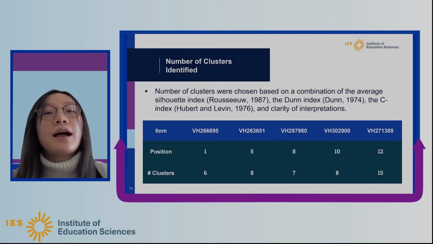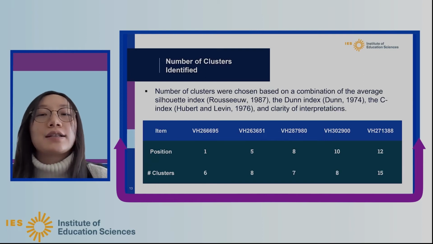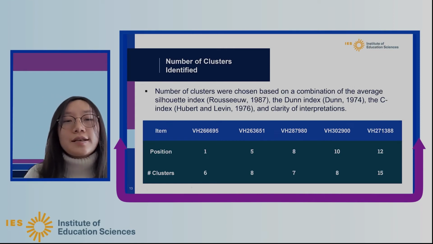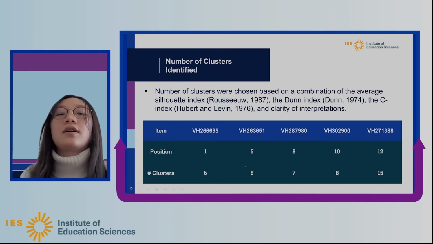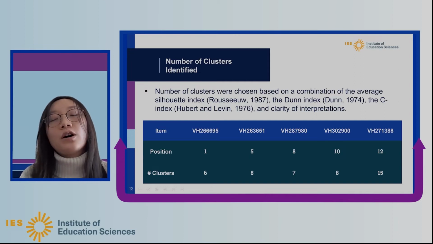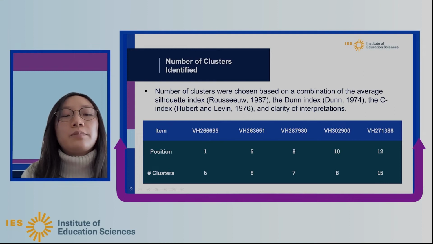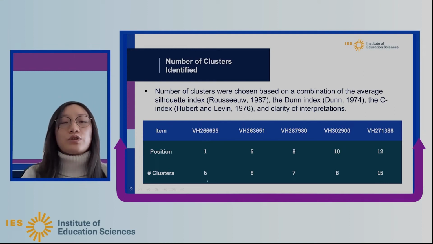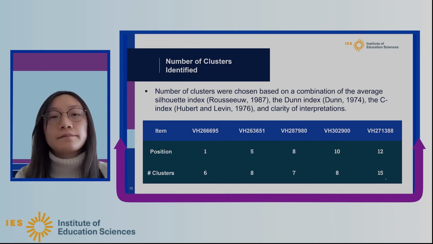So after applying the clustering method and selecting the optimal number of clusters, we have identified clusters ranging from 6 to 15 on the 5 questions. On this table over here, we have the temporal position of the items. So item 1, 5, 8, 10, and 12 are the 5 multiple choice questions. And for each of them, the number of clusters that we have found, which range from 6 to 15.